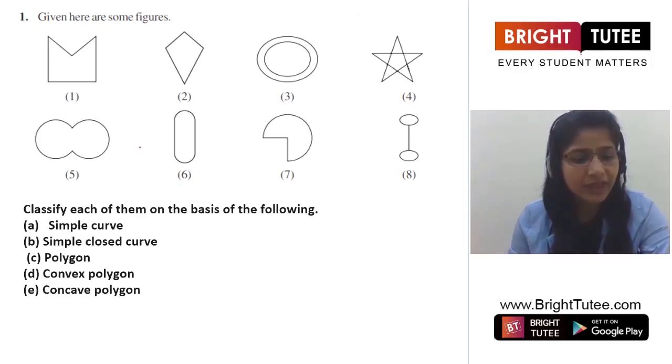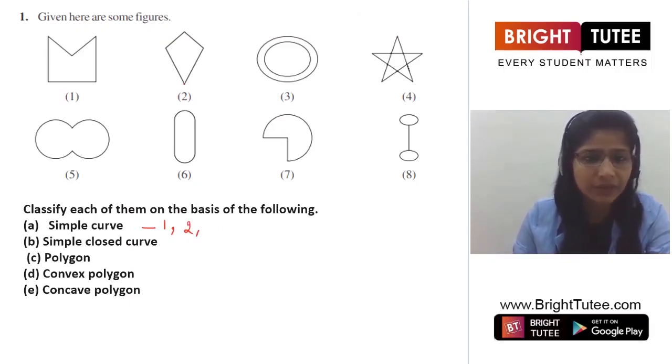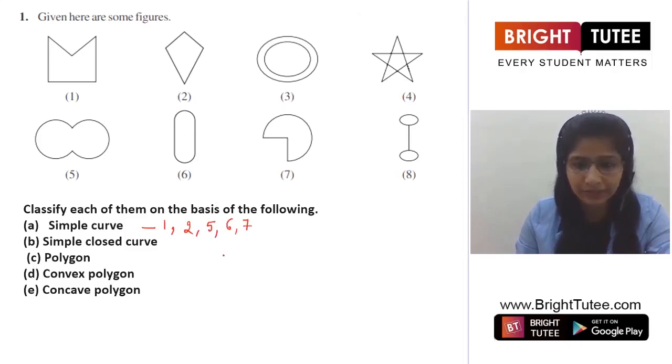Simple curve. As we can see, the first one is a simple curve because the curve does not cross itself. Second is also a simple curve because it is drawn without lifting the pencil off the paper. Now the third one is not a simple curve. Fourth one is also crossing. Fifth one, yes, it is a simple curve. Sixth one will also be a simple curve, and seventh is also a simple curve.